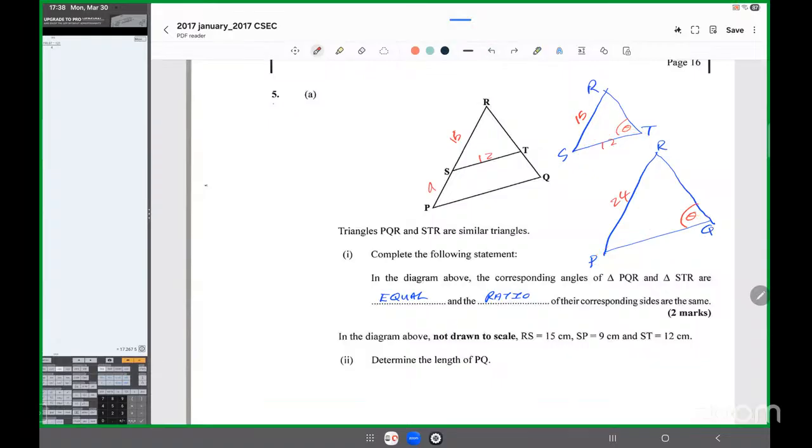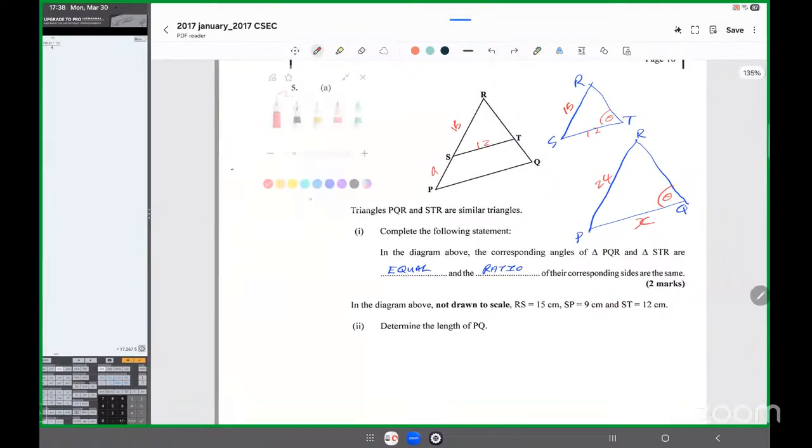But good. It says determine the length of PQ. They're asking us for this side now, PQ. Let's call it X. Ratio of corresponding sides are equal. You understand that? You can set up an equation like that. You can say X over 24 on the big triangle equals 12 over 15 on the smaller triangle.